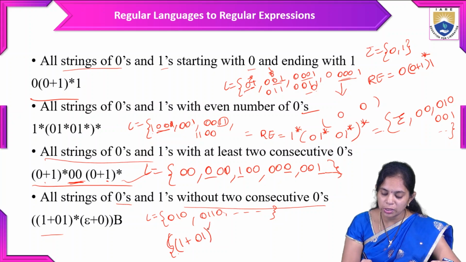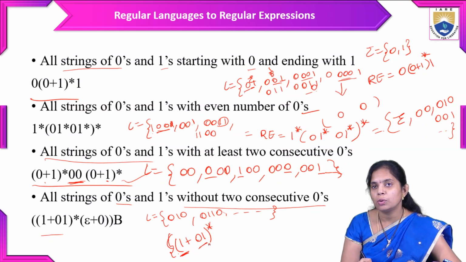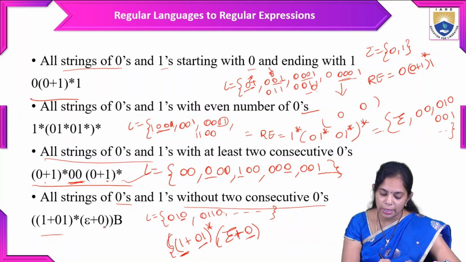And also it is a star. So the string starts with either 1 or 0 1, and also we need to write epsilon plus 0. So epsilon plus 0, instead of this symbol we also write the epsilon symbol, and the second one we need to write is the 0.